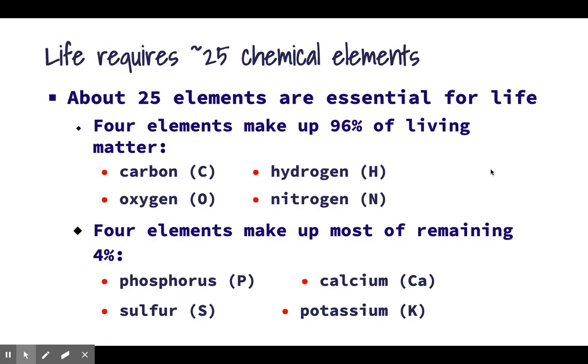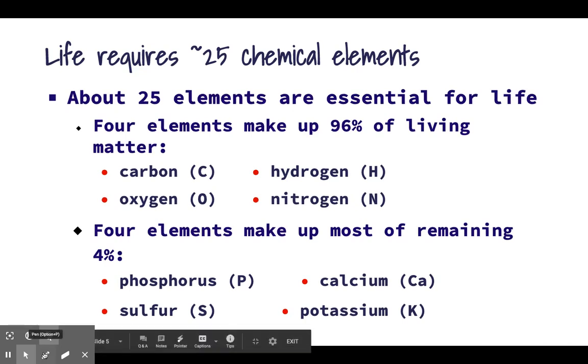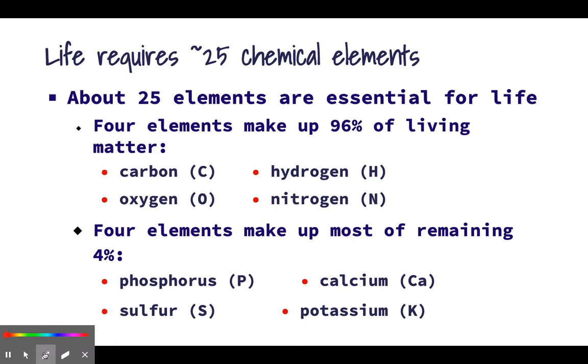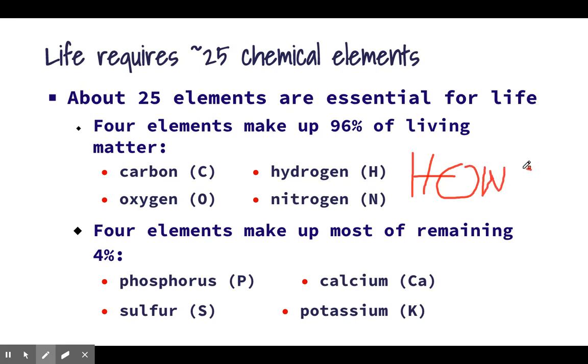All right, life requires around 25 chemical elements. So about 25 elements are essential for life. 4 elements make up 96% of living matter. They include carbon, oxygen, hydrogen, and nitrogen. I also like to know them as HONC so that you remember. HONC. Please make sure you know that these are the 4 most important elements of all life.